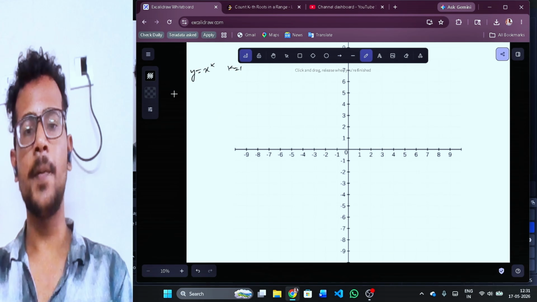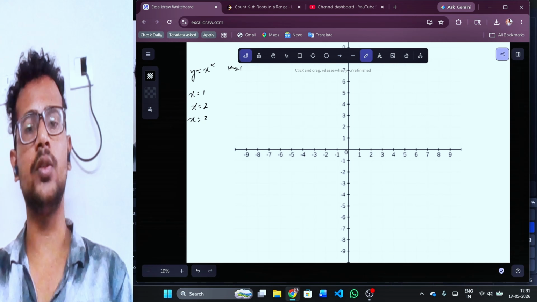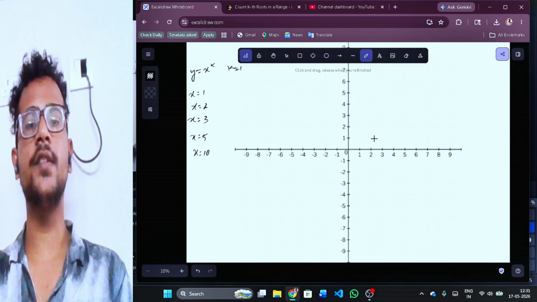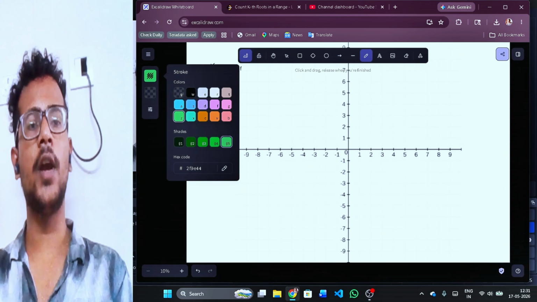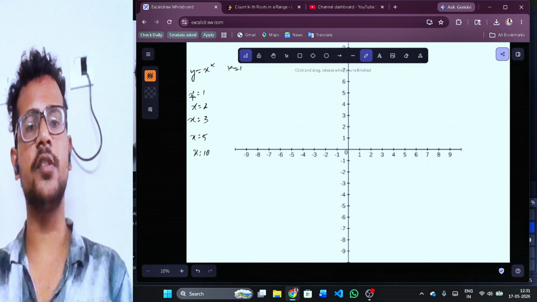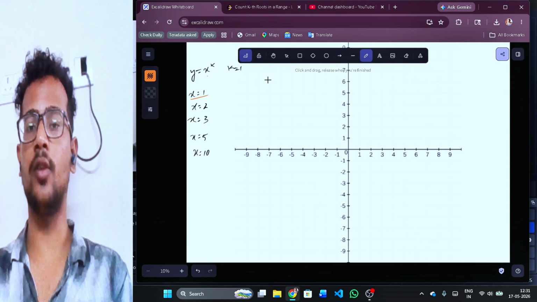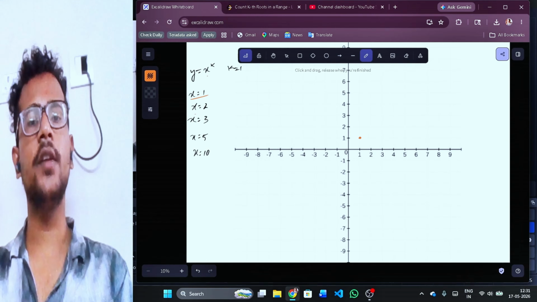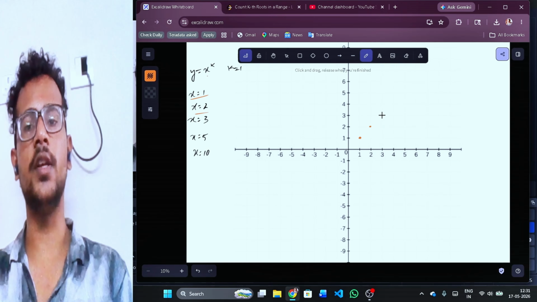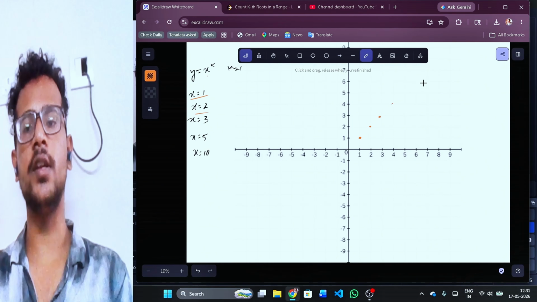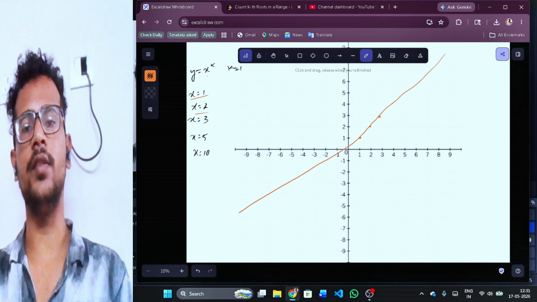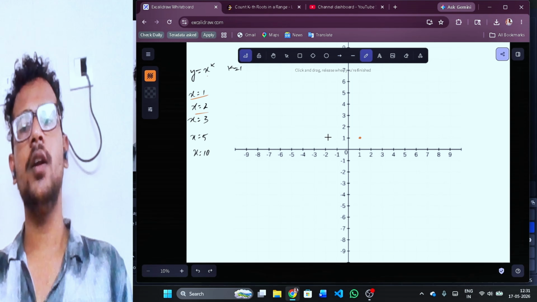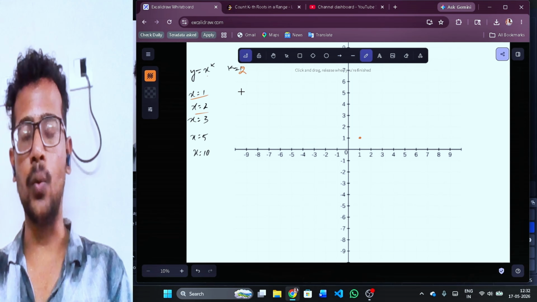Let us start with K equal to 1. Now, what if X is equal to 1? What if X is equal to 2? What if X is equal to 3, 5, and then 10, something like that. When X is 1, I'll plot that graph. 1 power 1 is 1, so Y is also 1. X is equal to 2: 2 power 1 is 2, 3 power 1 is 3, 4 power 1 is 4. So it will be going in this way, a straight line actually.